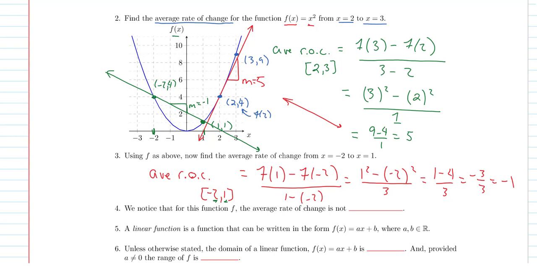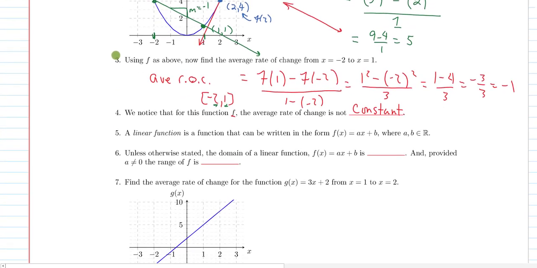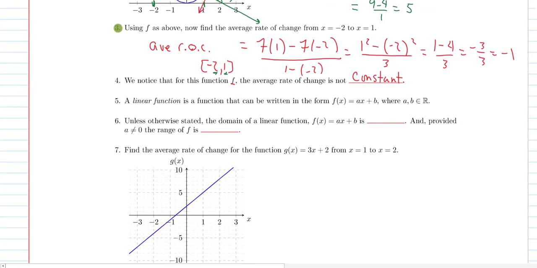So the insight that I want you to make in this case is that for this particular function f, the function f of x is equal to x squared, the average rate of change is not constant. Well, a linear function is a special type of function. A linear function is a function that can be written in the form ax plus b, where a and b are contained in R.